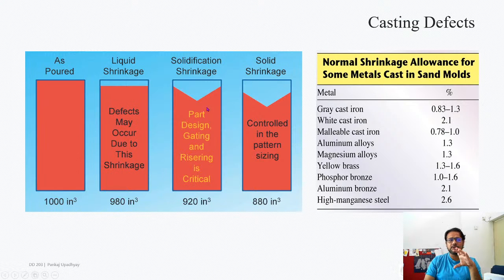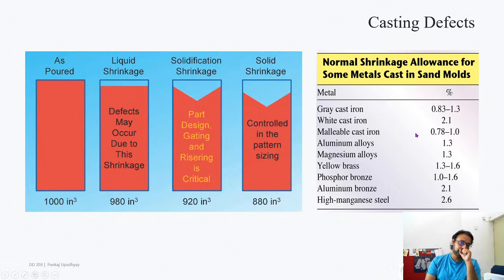And finally, once the whole thing is fully solidified, the metal is still hot, and by the time it comes down to room temperature, the solid itself shrinks, and that is also a fairly uniform kind of shrinkage. Okay, so this is how the shrinkage happens. And on this side you are seeing the kind of allowances that you should keep. For aluminum alloys, you should add some 1.3% shrinkage allowance.